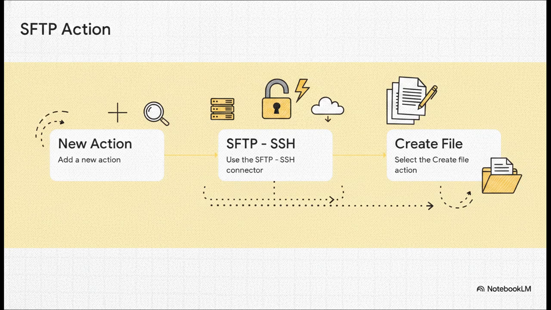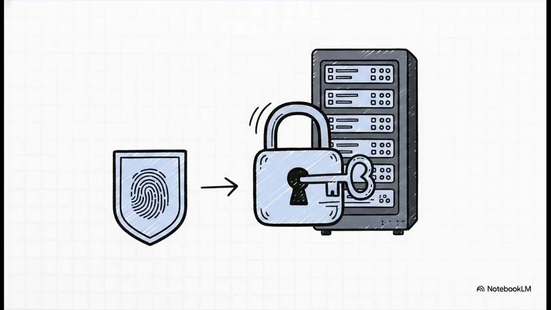To set it up in your designer, you just click to add a new action. Search for SFTP SSH, and then from that list of available actions for the connector, you're going to select Create File. Now, before it actually lets you create the file, the connector is going to prompt you for your SFTP details. Think of it like unlocking the front door. You just need to punch in your server address, your username, and then your password or SSH key. Once you plug those credentials in, the Logic app locks in that initial secure connection to your destination server.